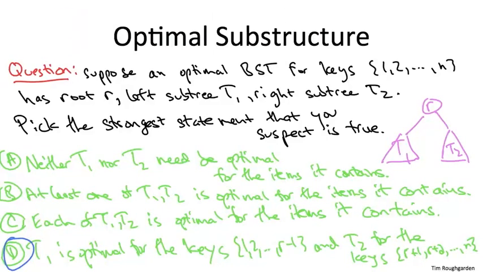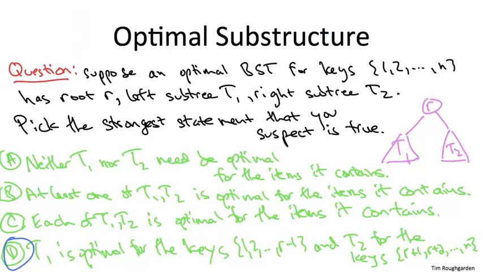So the root being R by assumption, we know the objects 1 through R minus 1, well, they've got to be somewhere. The only place they can be is in the left subtree T1. So that's exactly the contents of T1. Similarly, the contents of T2 are precisely the objects R plus 1 through N. So the two subtrees are optimal, and we know exactly which keys they are. It's everything less than R on the left, everything bigger than R on the right.